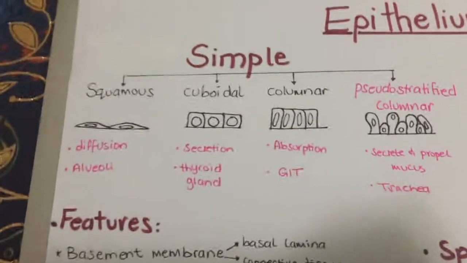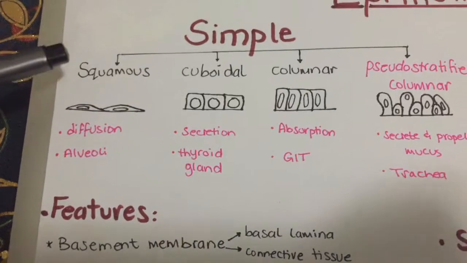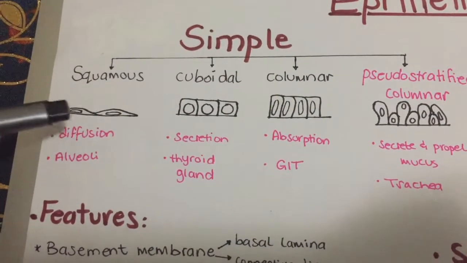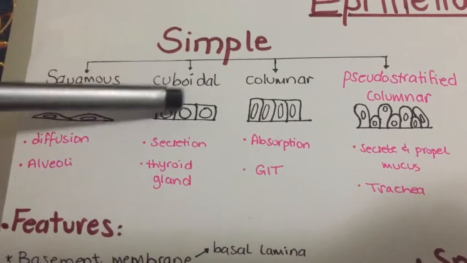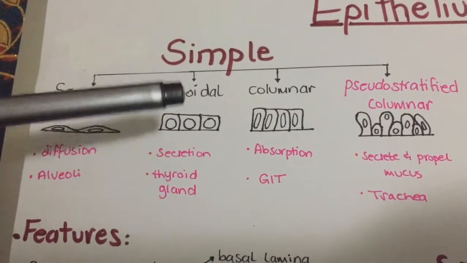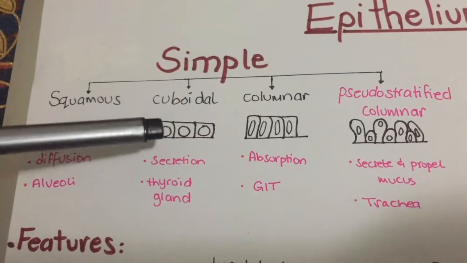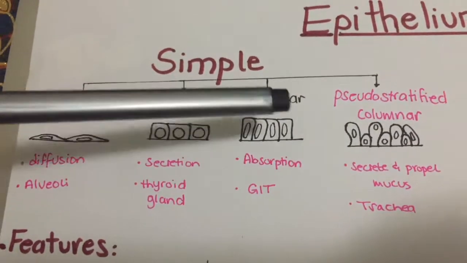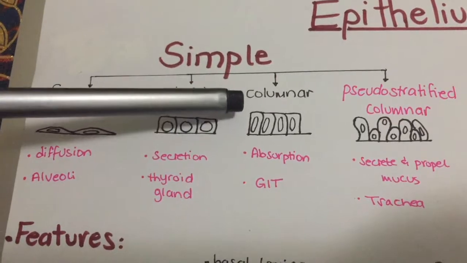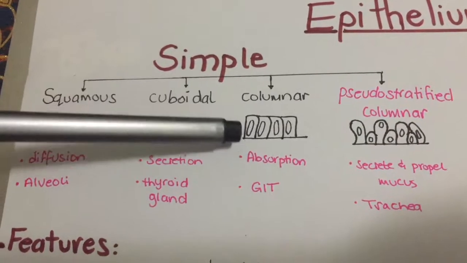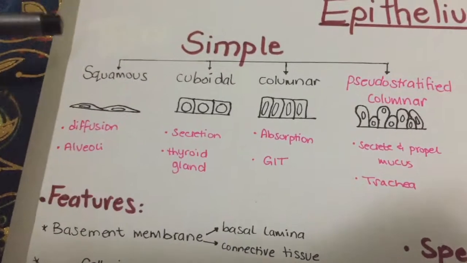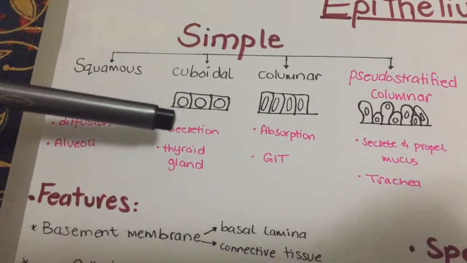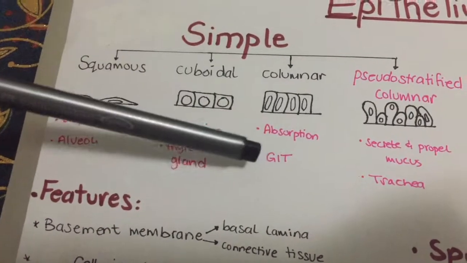For simple, we have simple squamous, which is a flat-shaped cell with a flat-shaped nucleus. You've got cuboidal, which is a cube-shaped cell with a circular central nucleus. And there's columnar, with long rectangular cells and oval nuclei. Those are the three main. So squamous for flat, cuboidal for cube, and columnar for rectangular.